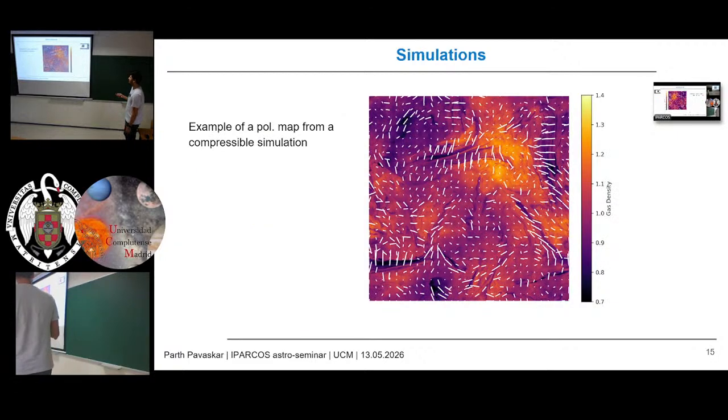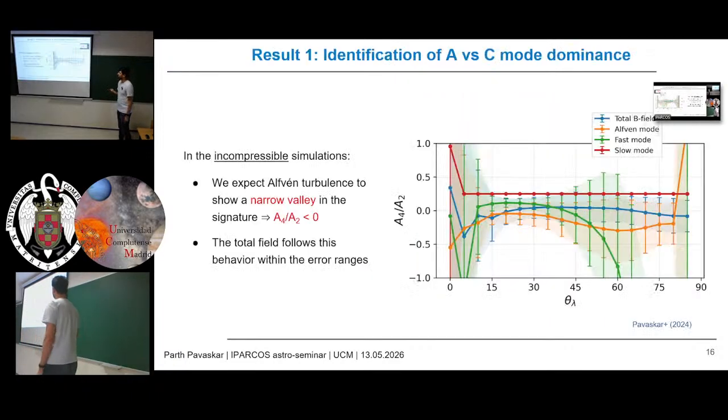Right. And this is then a sample of a polarization map where I plot the background gas density from a simulation and the resulting polarization vectors, where the length of the vector shows the polarization degree and then the direction. So these kind of maps are what we will use to test our method against a known set of parameters from the simulations. So let's jump to some results.